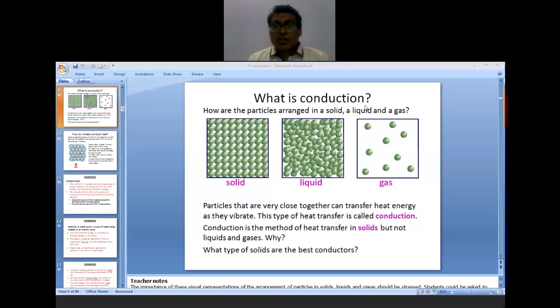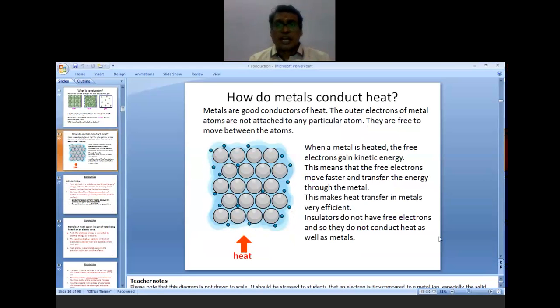Conduction is the method of heat transfer in solids, but not in liquids and gases. Mostly conduction is associated with solids because of the vibrational energy by which the heat is transferred. Molecules vibrate, and because of that the heat gets transferred from one end to the other end.